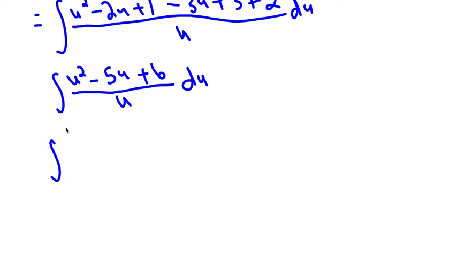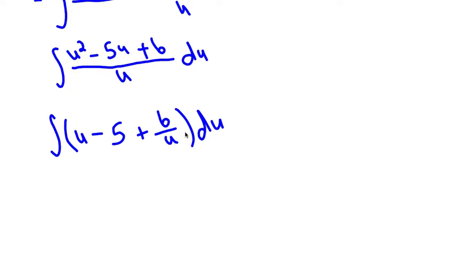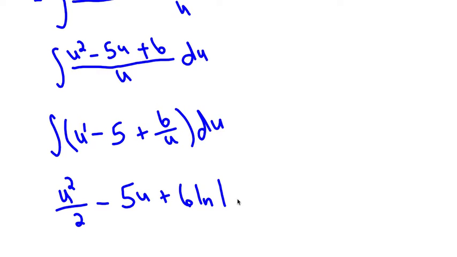So integral, I'm going to skip the step of writing it out and just do u squared over u is u, minus 5u over u is 5, plus 6 over u is 6 over u, du. So now I'm ready to do my integral. The integral of u is, because this is u to the first power, u squared over 2. The integral of 5 would be 5u, plus the integral of 6 over u is 6 ln absolute value u. And again, we need our plus c.